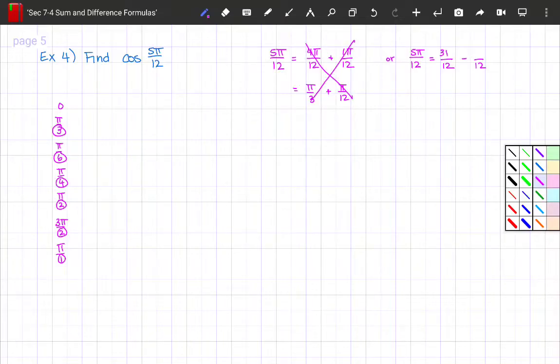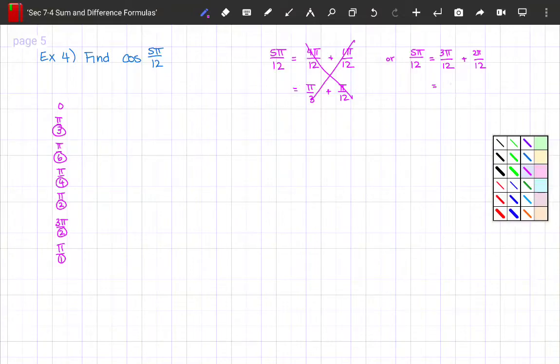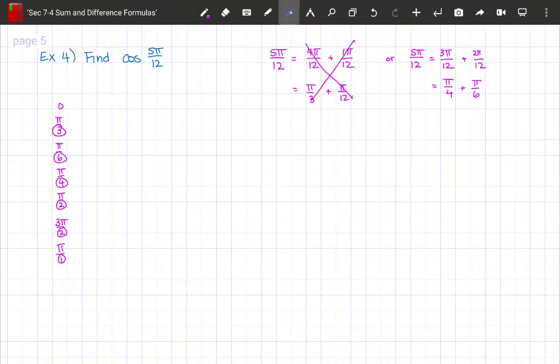But if I did 3 pi over 12 plus 2 pi over 12, that still adds up to 5 pi over 12. And these do simplify to get the denominators that are on our chart. So I'm going to use that one instead. So that's a strategy I pick. Like I said, different people have different strategies, but that's how, when I'm dealing with radians, I find a way to split my angle up so I can use the sum and difference formulas.